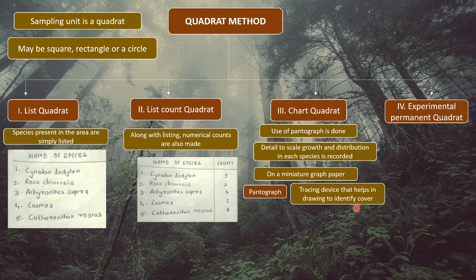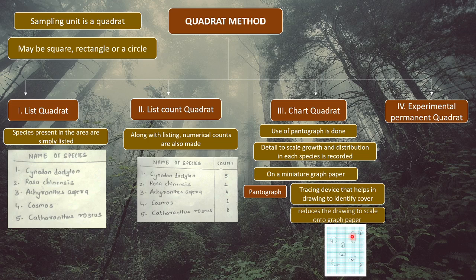Right? What is a pantograph? It is a tracing device. So with that you can trace the area, the cover of the plant, right? How much area or how much cover the plant is taking. So the pantograph helps in tracing that. What the pantograph does is reduce the drawing to scale onto graph paper. When we see a forest, it is a huge cover area, right? But what if I want to draw it on a paper? So the pantograph reduces the drawing scale so that you can draw the cover on a graph paper.